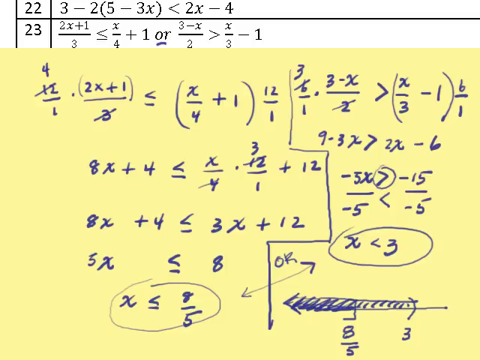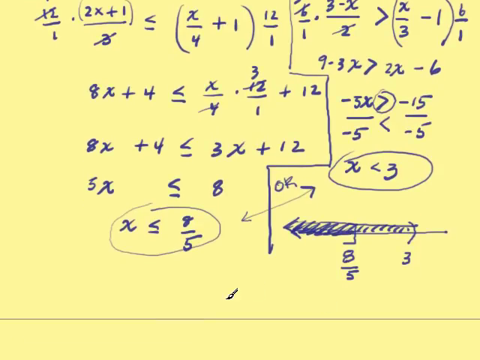So we conclude that we can just simply say x less than 3. So that'll be the answer, x less than 3. You could say this or this, but this is really the better way of saying it. It's better just to say x less than 3. It's redundant to say that x is less than or equal to 8 over 5 as well. So we'll just say x less than 3.